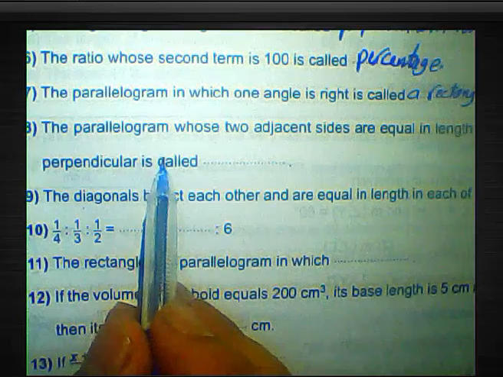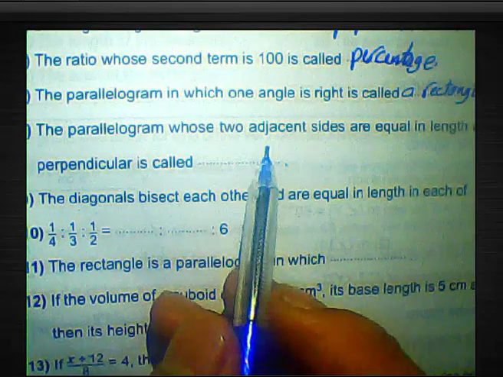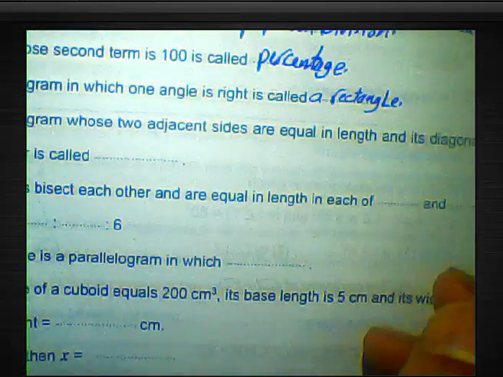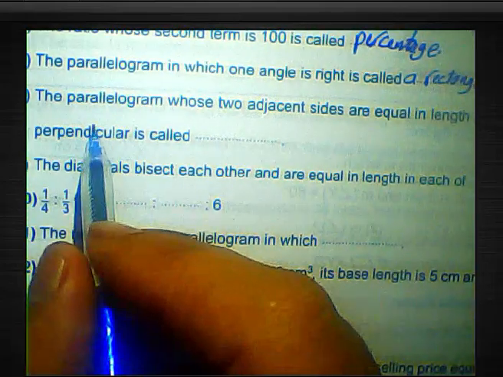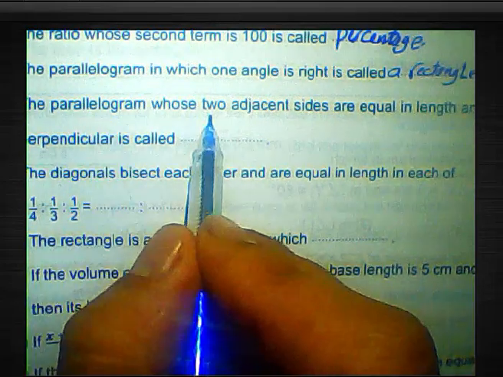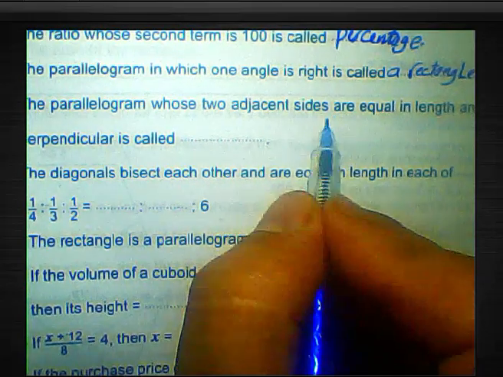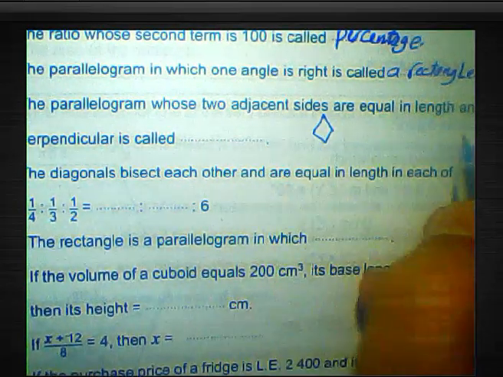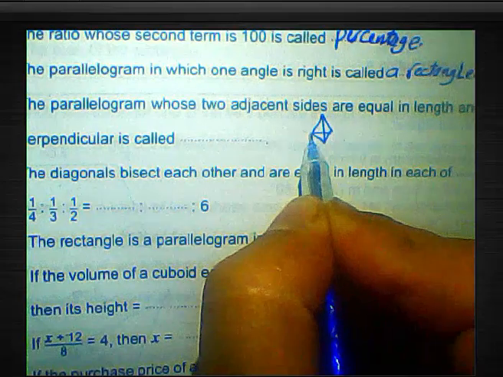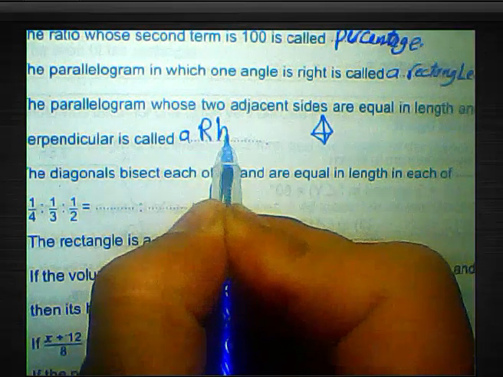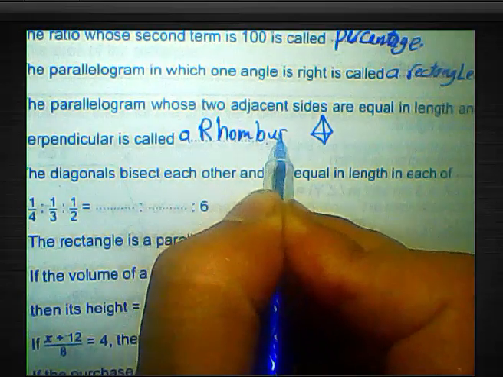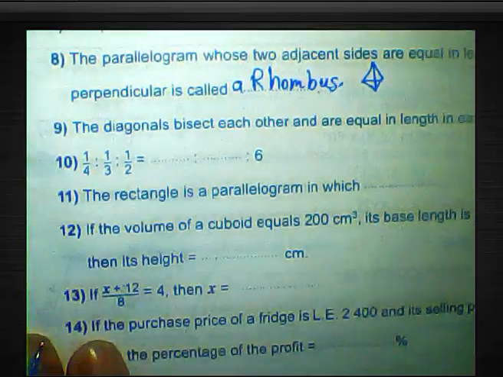Question number 8. The parallelogram whose two adjacent sides are equal in length and whose diagonals are perpendicular is called a rhombus. We call it a rhombus.